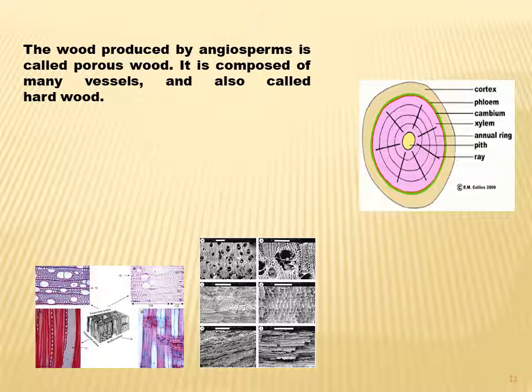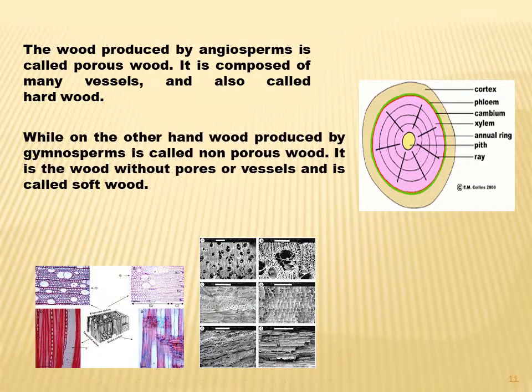The wood produced by angiosperms is called porous wood. It means that in angiosperms porous wood is present. It is composed of many vessels and is also called hardwood. So the wood of the angiosperm is the hardwood. Why? Because it contains many vessels.